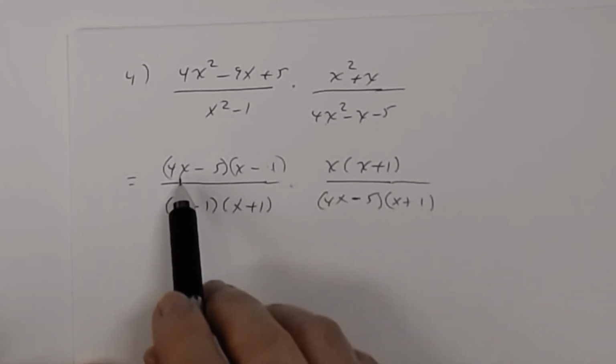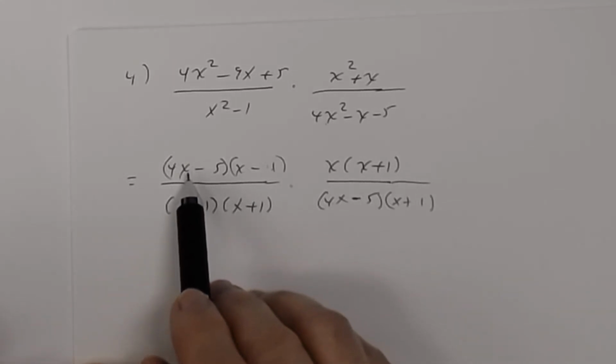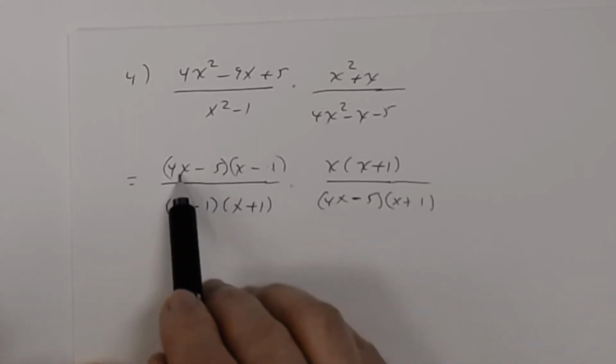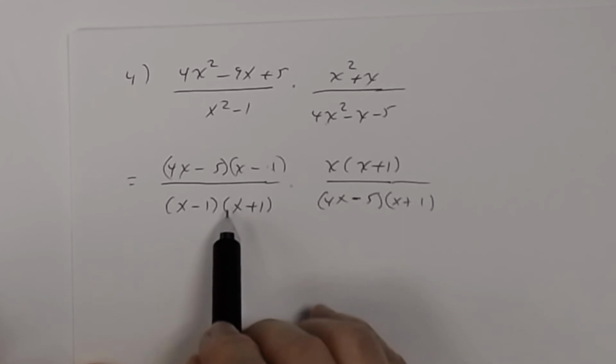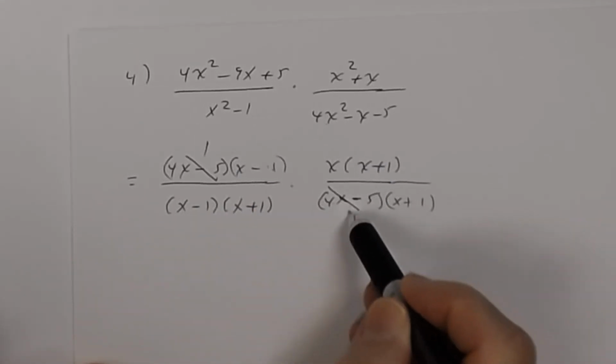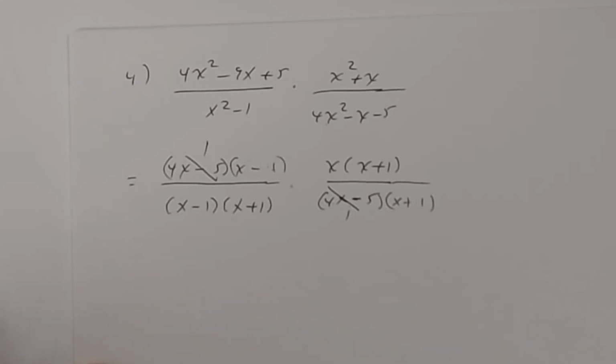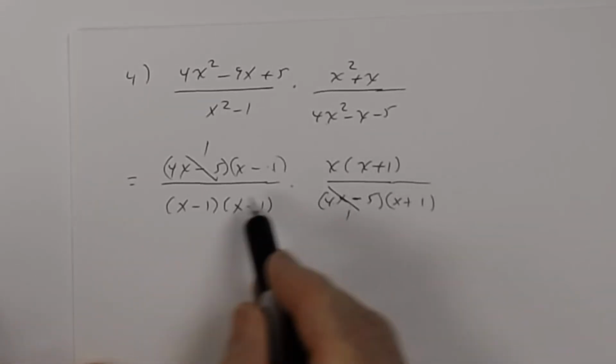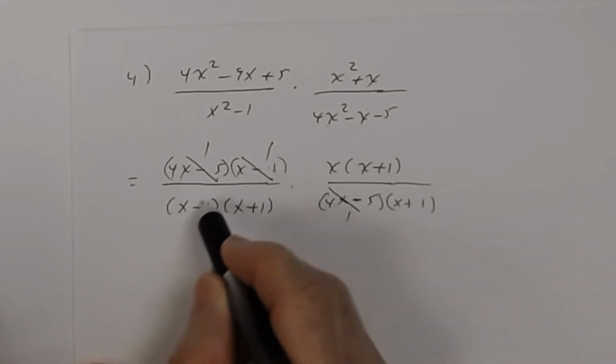Now the next step is to reduce any common factors. My first factor I see is 4x minus 5. I see a 4x minus 5 in the denominator as a factor. So that will reduce out. We'll divide out, so you get factors of 1. Make sure you put 1s in their place. Don't just cross them out. The next factor is x minus 1. I see 1 here, so I can factor those out.